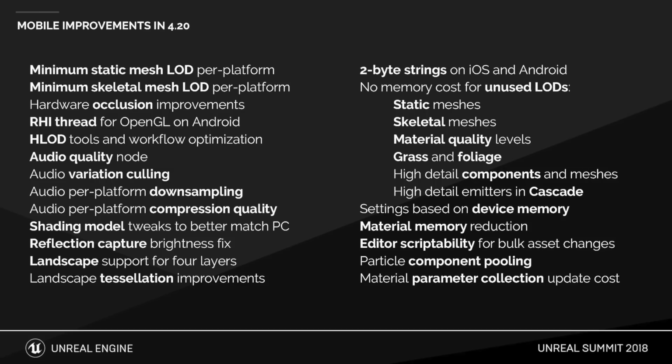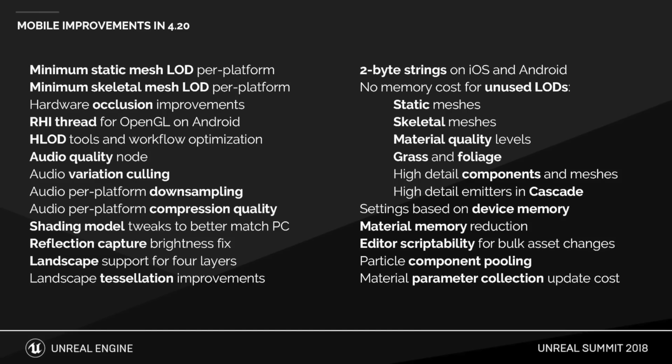We recently, in 4.19, in the screenshots you've seen up until now, we had a mobile lighting model that was not a very good match for PC. We've tweaked that shading model since these screenshots were taken to make it a lot closer. So it's a lot less dark than it was. It's now much closer to PC. Something we've heard a lot of people ask for as well. As well as fixing up reflection capture brightness. There are a bunch of small bugs there. As I mentioned this morning, landscape now supports more than 4 layers, and has much reduced triangle counts.